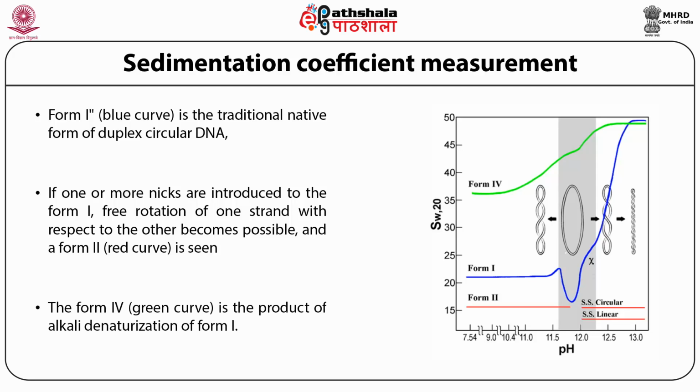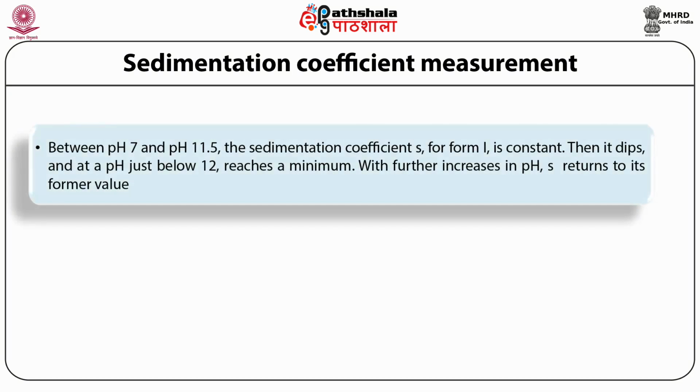The form 4, which is shown in the green curve, is the product of alkali denaturation of form 1. It is only form 1 which shows a dip at a particular pH value. Between pH 7 and pH 11.5, the sedimentation coefficient for form 1 is constant. Then it dips, and at just below 12, it reaches a minimum value.